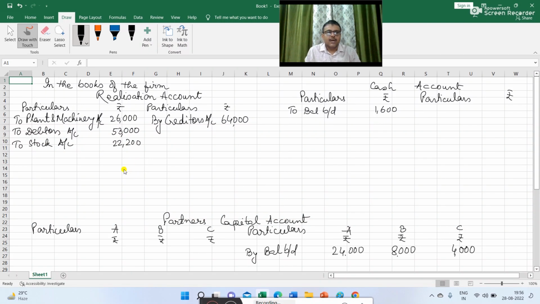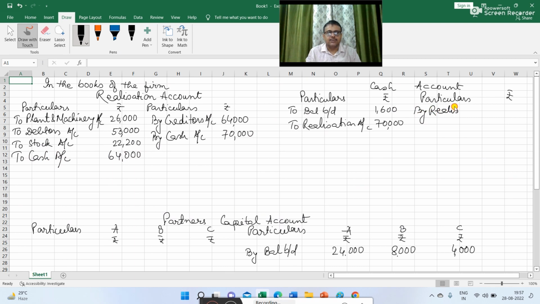Now the assets are sold and 70,000 has been realized. So cash account debit to realization account. So by cash, I have to write here as 70,000. And in cash account, to realization account 70,000. Creditors have been paid. So realization account debit to cash account 64,000. So this is the amount that has been paid to creditors, and in cash account I am recording here by realization account 64,000.